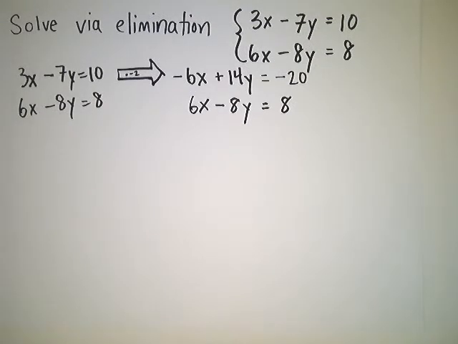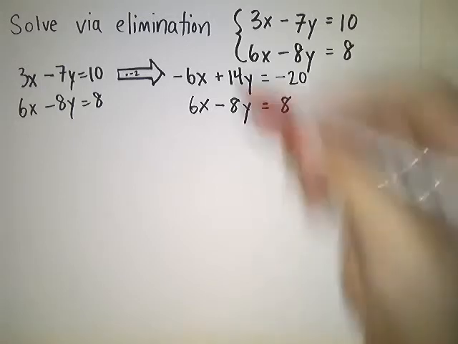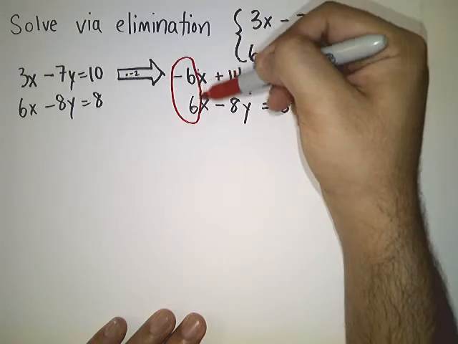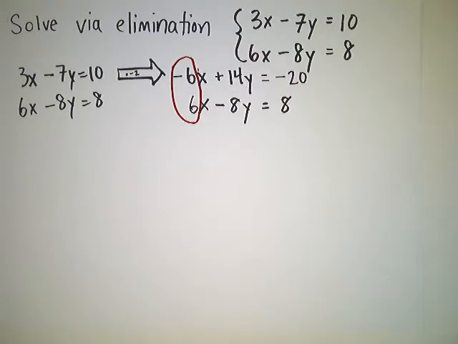Now take a look at this. Remember, our goal of the first step of the elimination method was to multiply one or both of the equations so that for one of the variables, the coefficients differed only in sign. Do we have a variable where the two coefficients differ only in sign? Yes, definitely. We have negative 6x and positive 6x.